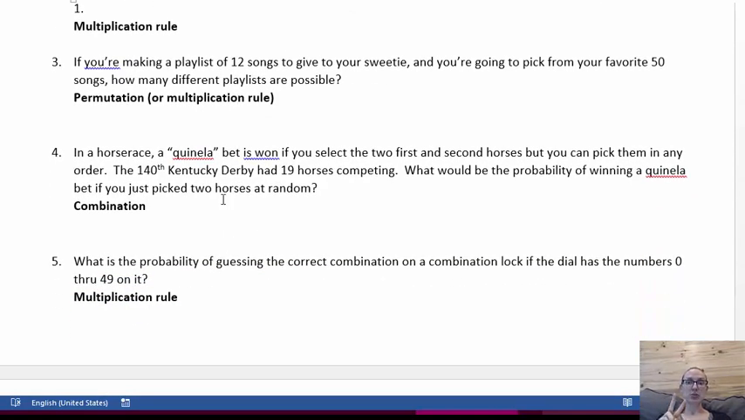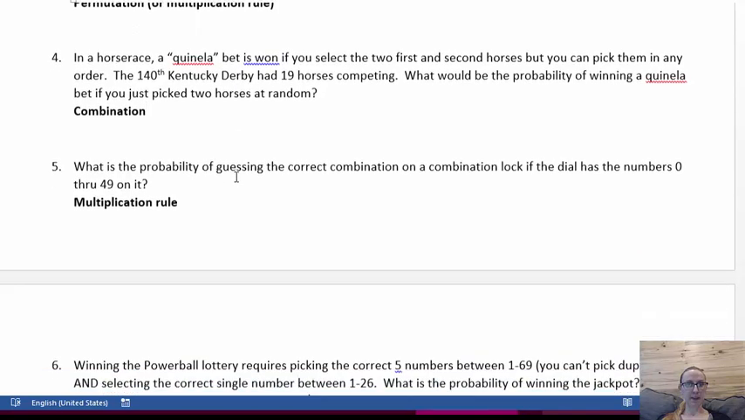Number 4, you're picking the 2 horses for the first and second place, but we don't care about the order. So this is going to be a combination. We can't have repeats here. The same horse can't be in first and second place, but we don't care which one is first versus second. So this would be a combination.